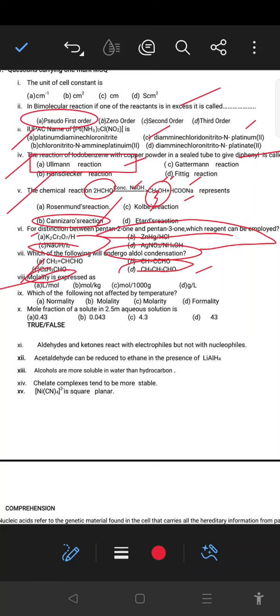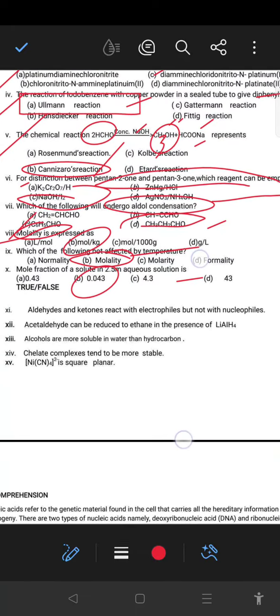Next, molality is defined as the number of moles of solute dissolved in 1 kg of solvent. So the right answer is option B, mole per kg. Next, which of the following is not affected by temperature? It is molality, in which the volume term does not apply. Next, the mole fraction of a solute in a 2.5 molar aqueous solution. When we solve this, the right answer is option B, 0.043.